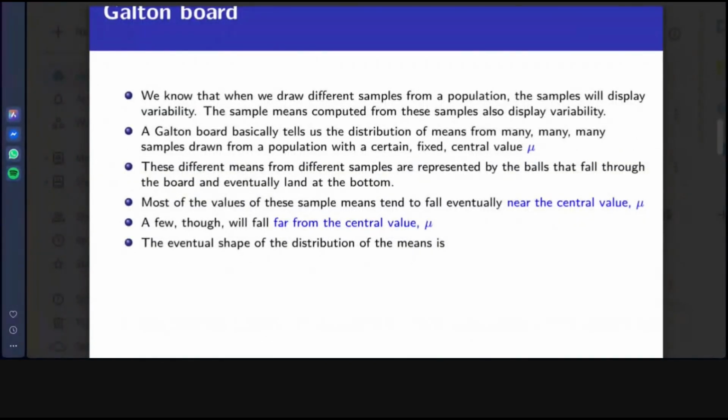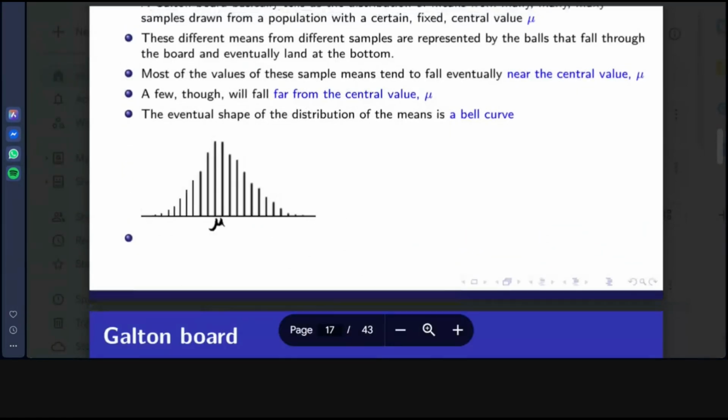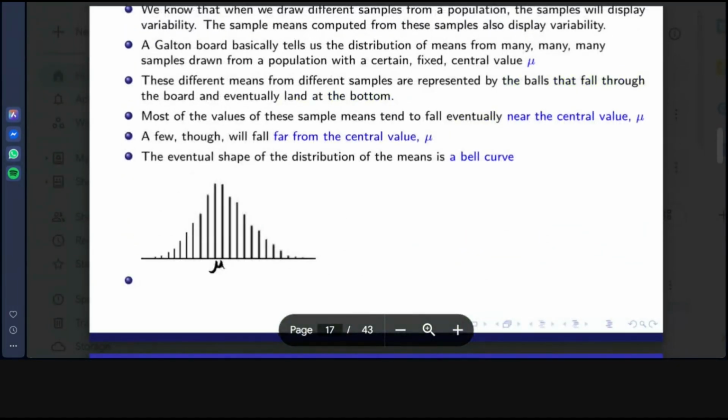And we also noted in our last video that the shape of the small balls in the Galton board forms a bell curve. And it looks something like this. So you see, most of the balls eventually end up near the middle where mu is. But of course, there are some who are farther away, but not many, right? Farther away from the middle. And the overall shape is a bell curve. So the Galton board is a way to explain the distribution of different means from different samples when you sample from the same population.